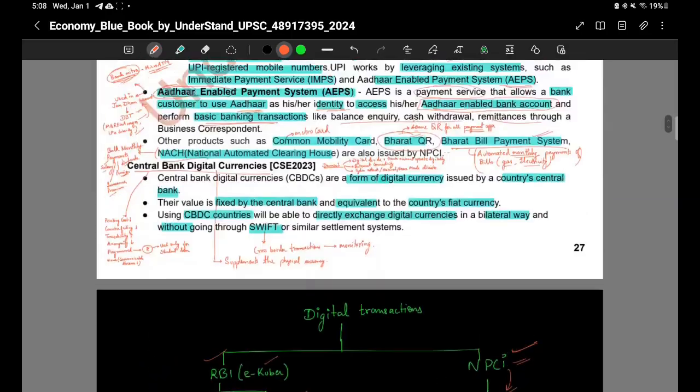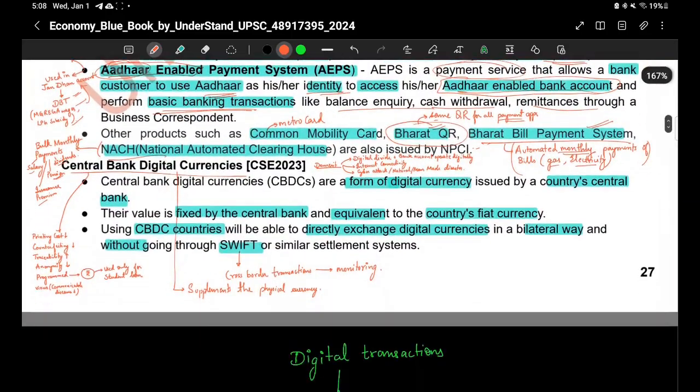Okay, now we'll go back. What is a central bank digital currency? It's a form of digital currency issued by a country's central bank. Same as normal currency, only it is in digital form. Its value is fixed by the central bank and is equivalent to the country's fiat currency.